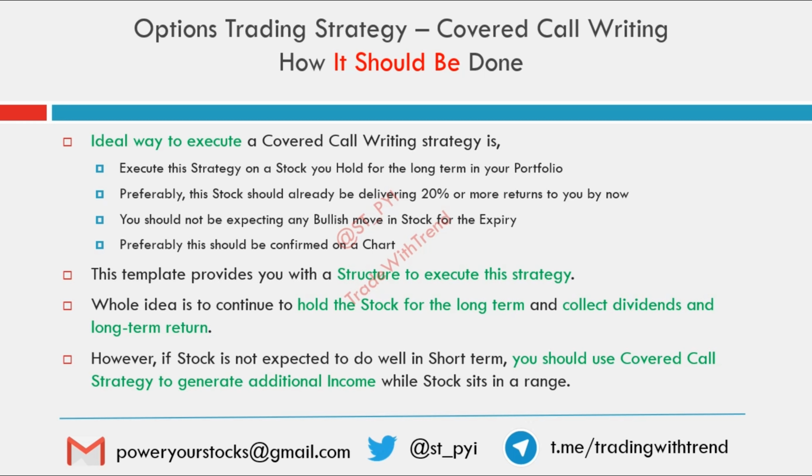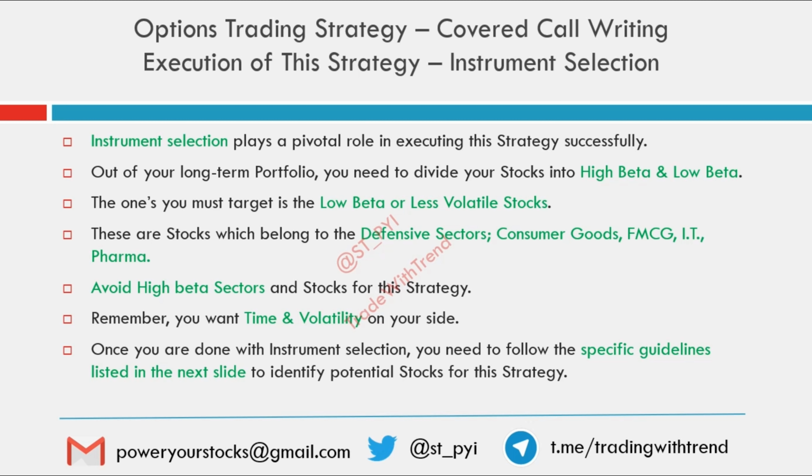So one of the key things that you will require heading ahead is the art of instrument selection in this particular strategy. Now, in my opinion, instrument selection plays a pivotal role when it comes to getting success out of this strategy, because out of your long-term portfolio, you will first need to divide your stocks into high beta and low beta stocks. Now, low beta stocks are less volatile stocks, and you should be targeting those stocks specifically. These particularly belong to the defensive sectors, that is consumer goods, FMCG, IT, pharma, and other such sectors.